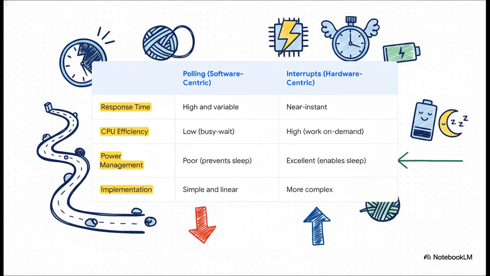Look at interrupts. Response time is near instant. CPU efficiency is super high because it only works when it has to. And power management? Excellent. It enables sleep modes. Now look at polling. Response time is slow and unpredictable. Efficiency is in the toilet because of that busy wait loop. And power management is just awful. Really, the only place polling even gets a point is on simplicity. It's often way easier to just write a simple polling loop than to set up a whole complex interrupt system.